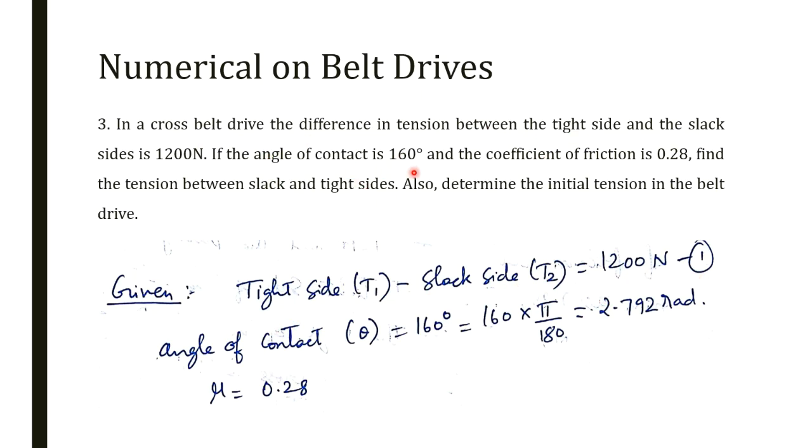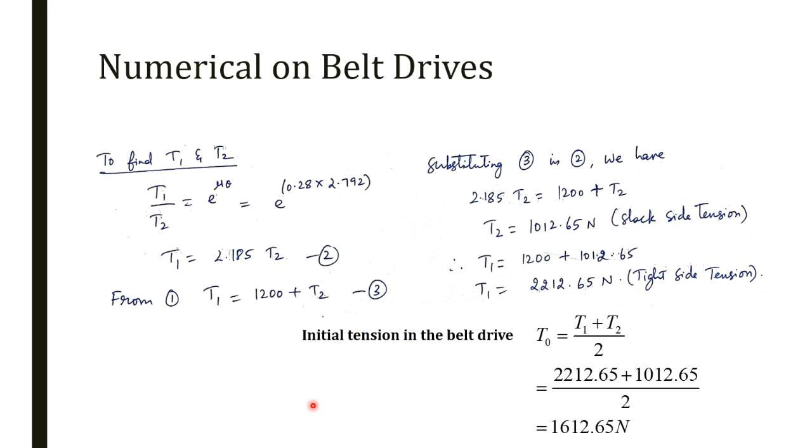They have given angle of contact, that is 160 degree, and while explaining angle of contact I told you it has to be in terms of radians. So convert 160 degree into radians, 160 into pi by 180, which is equal to 2.792 radians. And then they have given you the coefficient of friction, which is mu, which is equal to 0.28. So now let us see how to find out the tension between slack and tight side and also to determine the initial tension. So you need to find T1, T2.